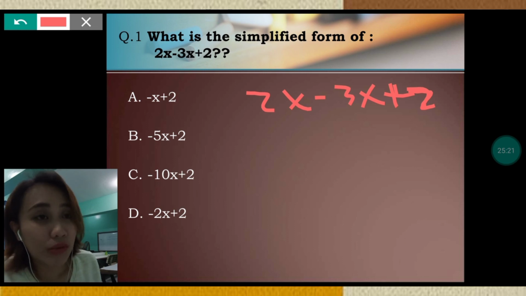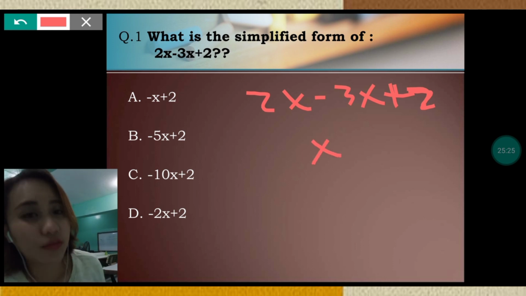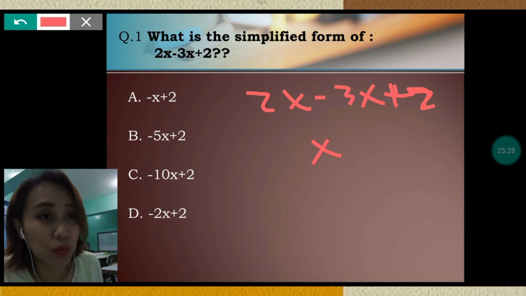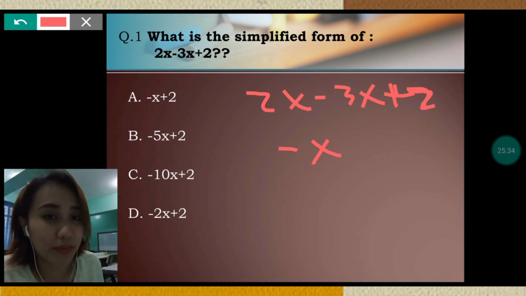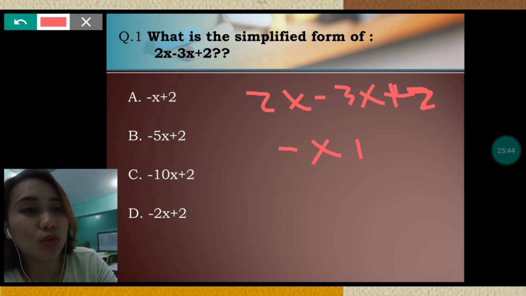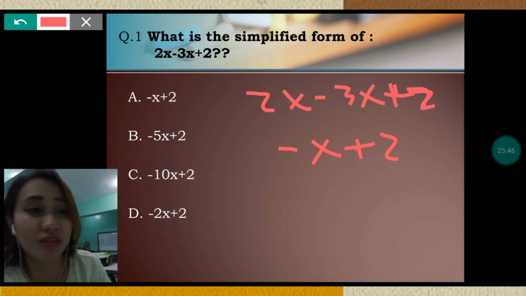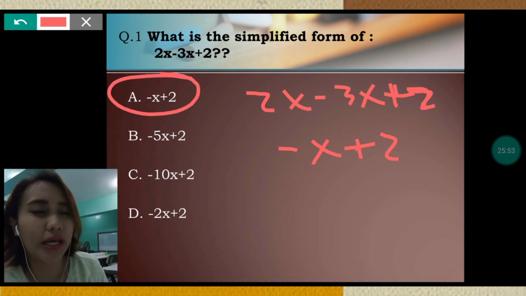So what do we do again? We simply copy the variable and add or subtract the numerical coefficient. So 2 minus 3 will give us negative 1, or simply negative x, because in algebra we need not write 1 if it is a numerical coefficient or if it is an exponent. Then since 2 doesn't have any more similar terms, just simply copy positive 2. Therefore, the correct answer is letter A.